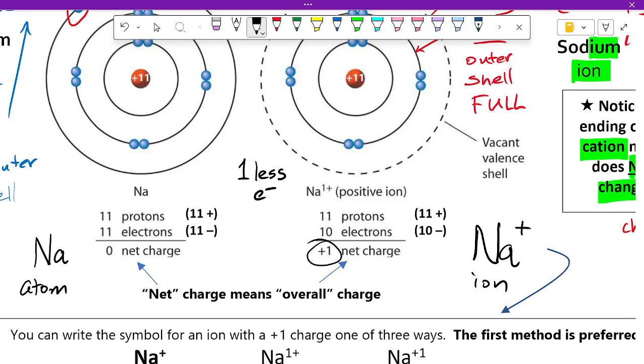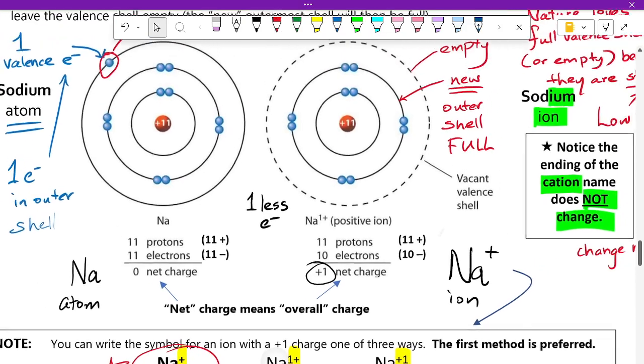Just plus. You could write it as Na plus. You could write it as Na1 plus. You could write it as Na plus 1. This is the preferred method, but any of the others are okay.